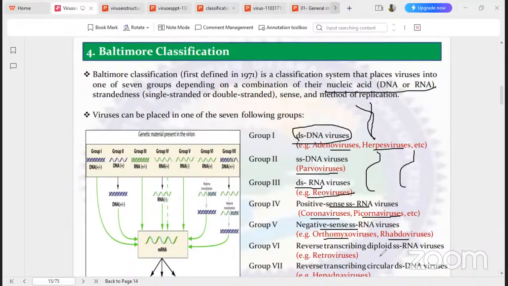And reverse transcribing viruses, single-stranded RNA. You know the reverse transcription? Temin and Baltimore first identified it in viruses. Do you know what transcription means? You know protein synthesis? DNA to RNA is the transcription. And RNA to amino acid, protein synthesis, is translation. These both reactions are commonly called protein synthesis, the central dogma of protein.